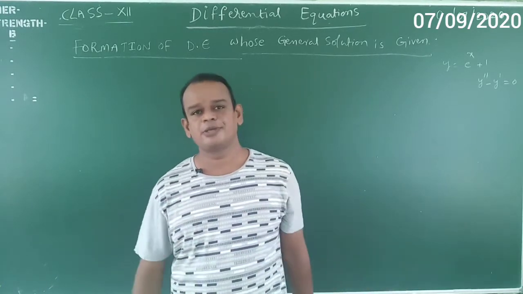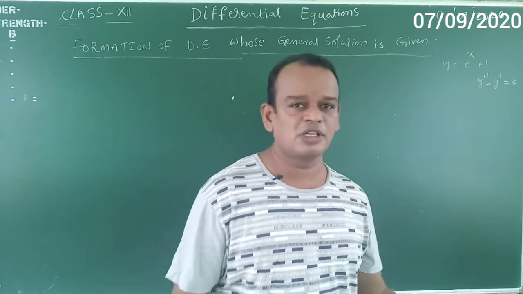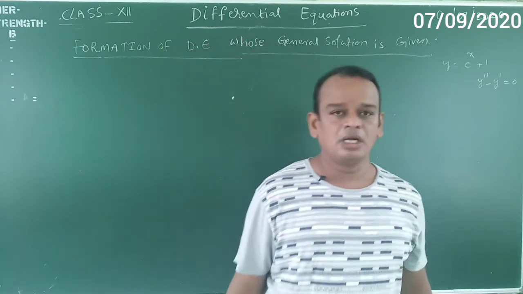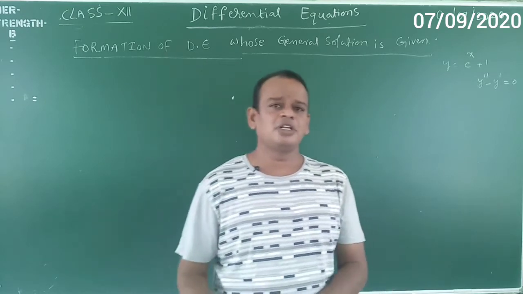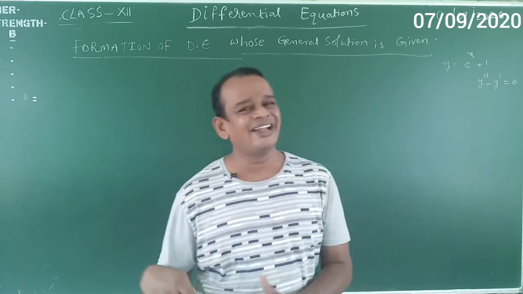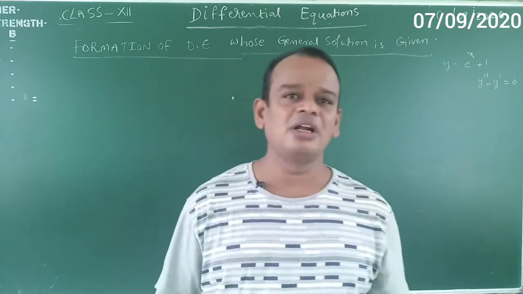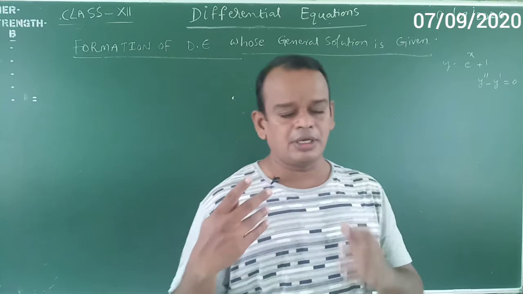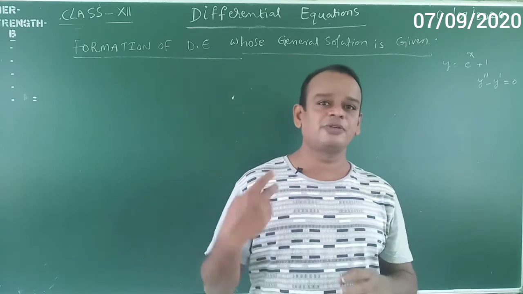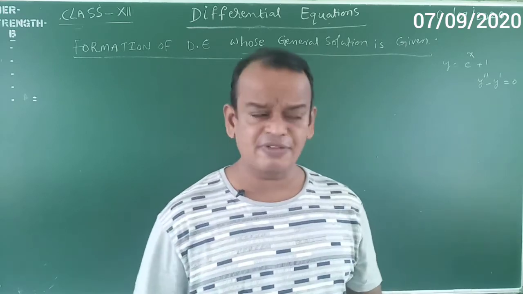Before class, we discussed what the differential equation is, what the order is, and what the degree is. I hope you understood. What is the differential equation? An equation containing the independent variable, the dependent variable, and the differential coefficients of the dependent variable with respect to the independent variable is called a differential equation.